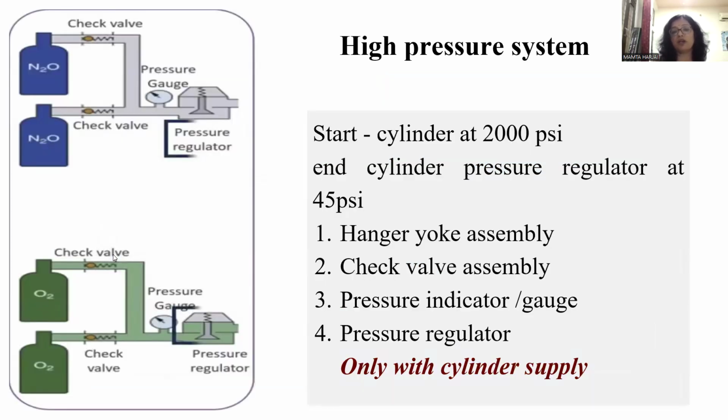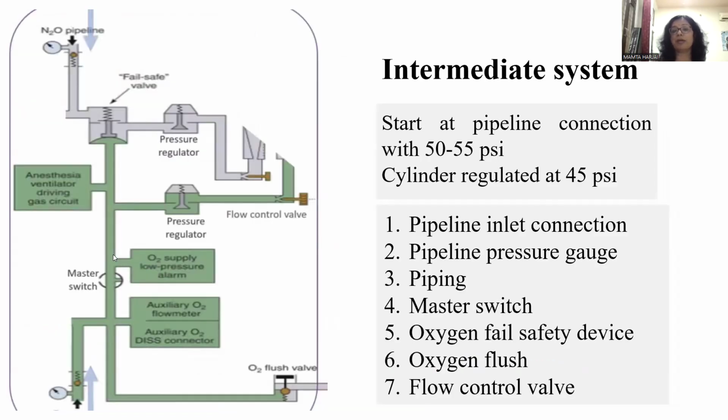High pressure system I've already discussed. It starts with the cylinder at 2000 psi and ends at the regulator at 45 psi. Cylinders are included in the high pressure system, while in the intermediate system, the pipeline is included. The pipeline is regulated at 55 psi, while the cylinder is at 45 psi. And these are all the components of the intermediate system.